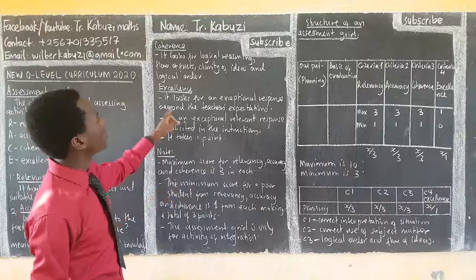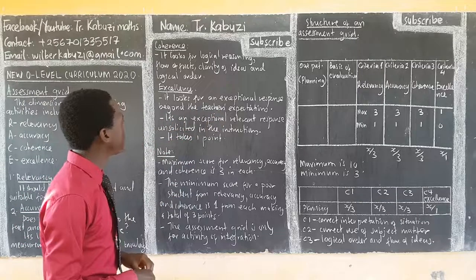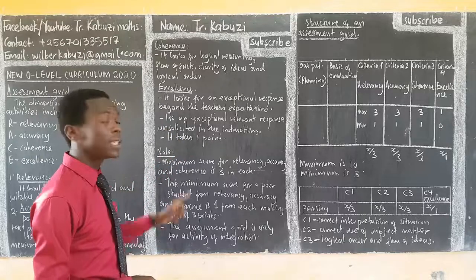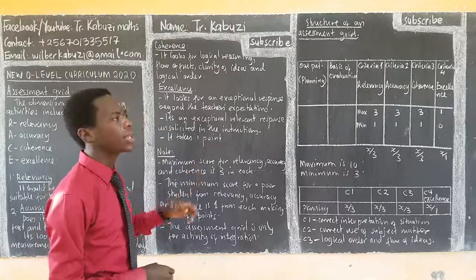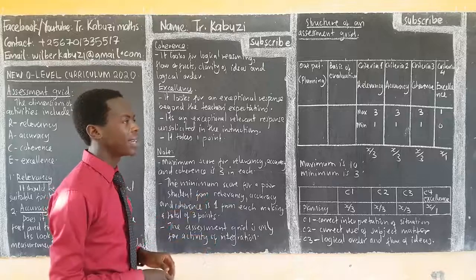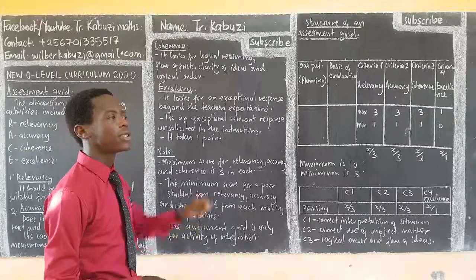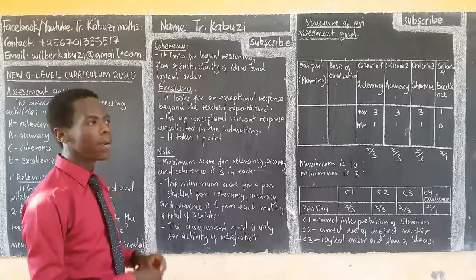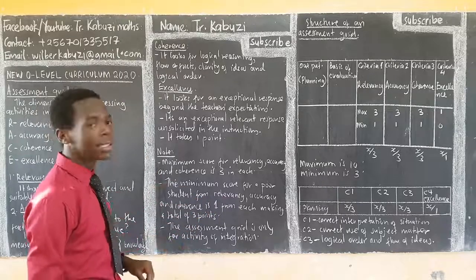Excellence. It looks for an exceptional response beyond the teacher's expectation. It's an exceptionally relevant response. It should be relevant. The student doesn't just give ideas there, but it should be relevant to that question. But you see that it's really exceptional, really exceptional. Then that's when someone can get it.